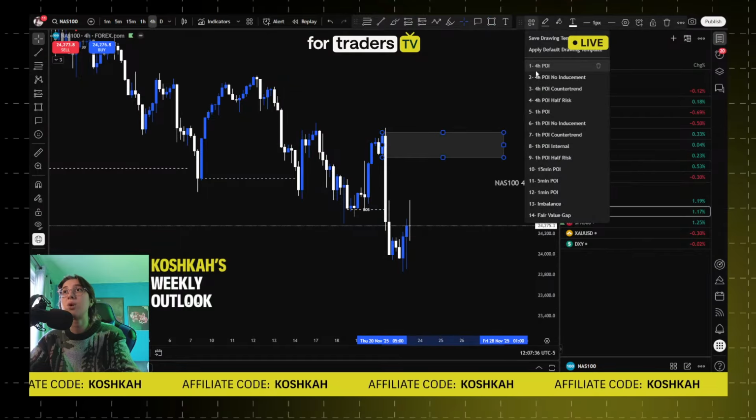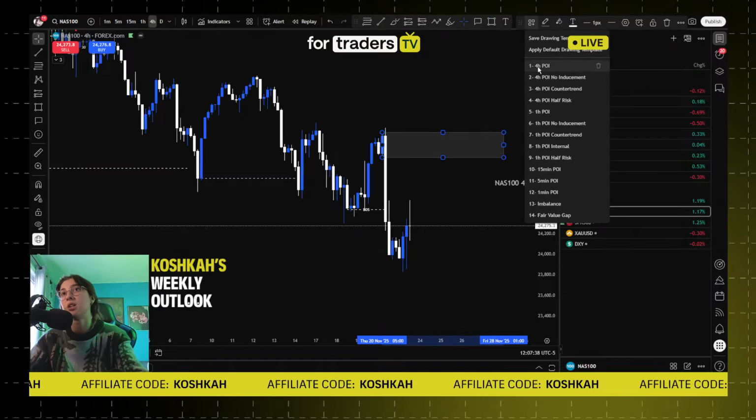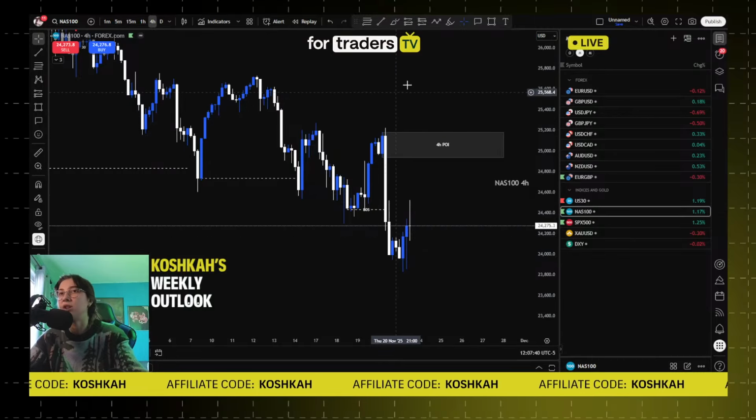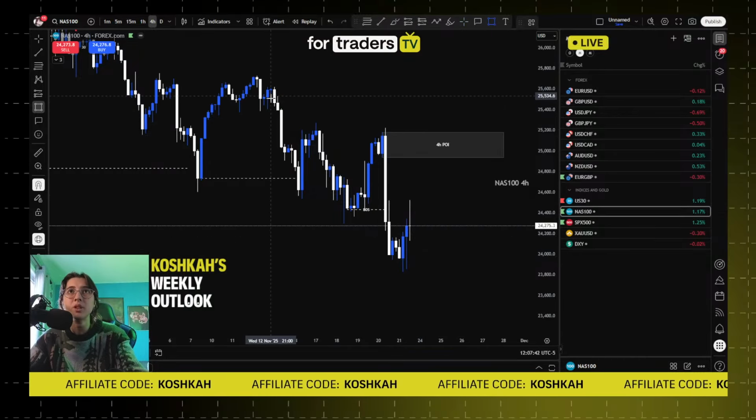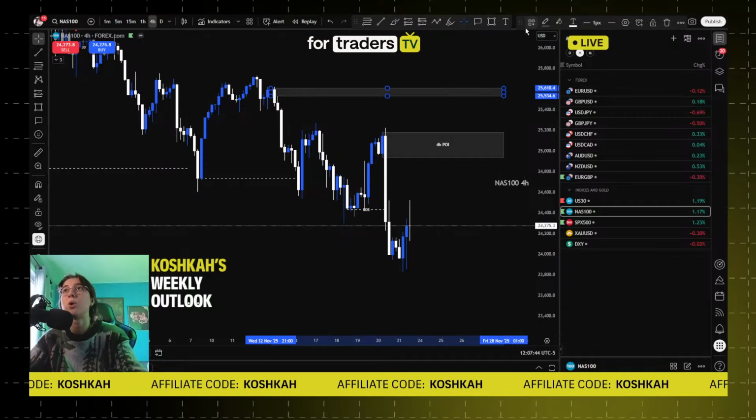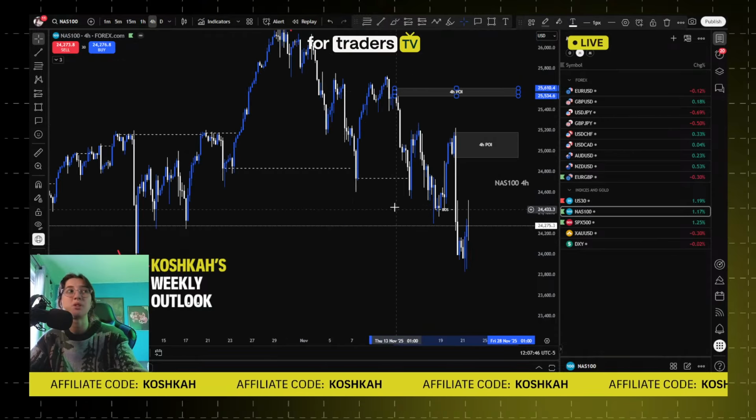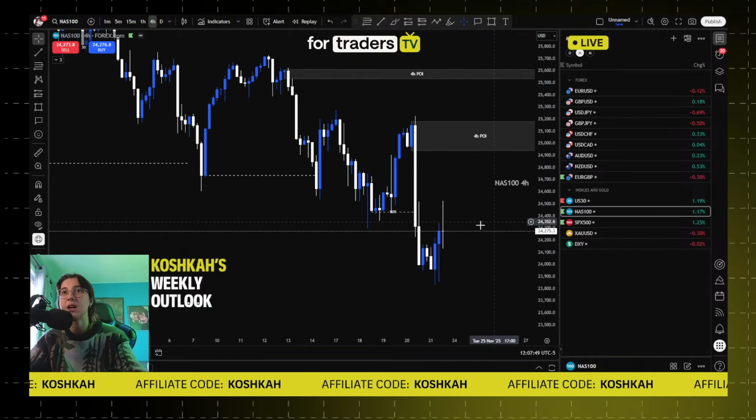We have this 4-hour POI right here without, I mean, we have some really small inducement, but it's really weak. We have this as well for our POI above that we can look for some sells, because we have a downtrend right now on NAS.